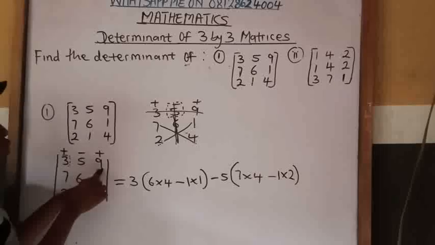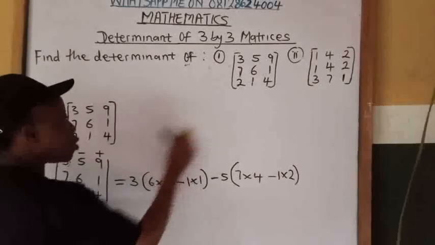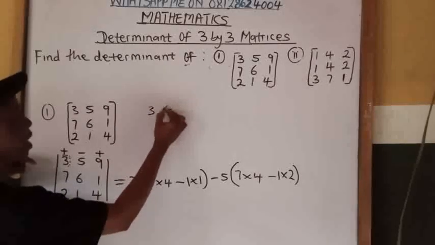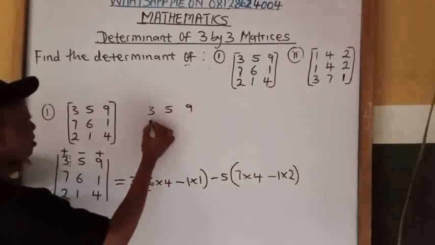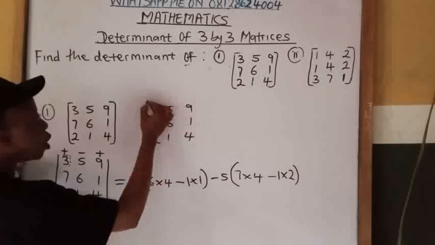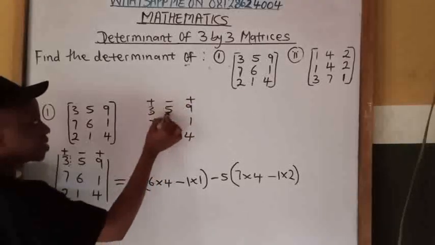So now the next one is the third element on the first row. So let me repeat those elements so that I'll be able to understand. So we have 3, 5, 9, then 7, 6, 1, 2, 1, 4. Plus, minus, plus. I've picked the first element, the second element.